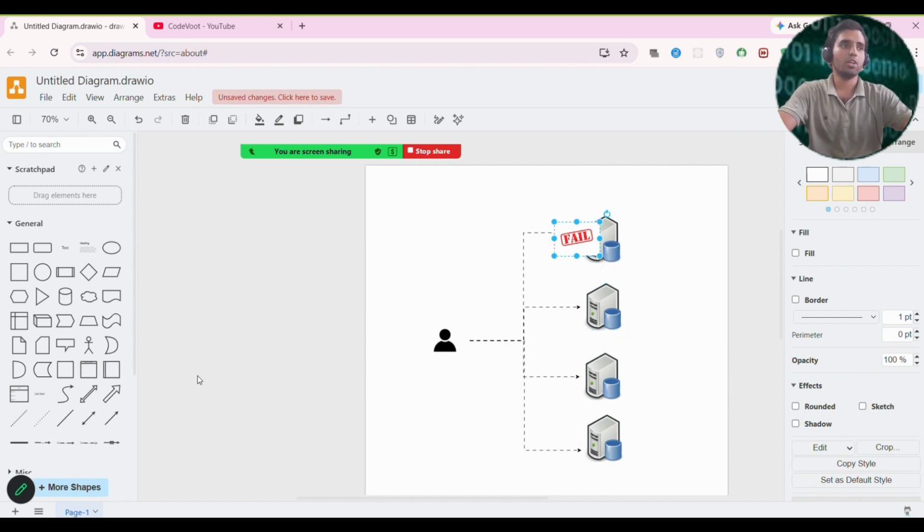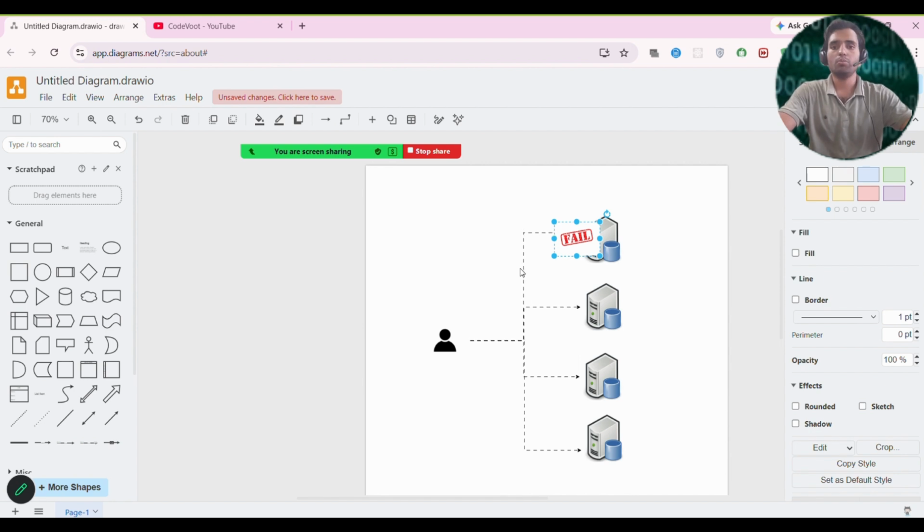The next one we have is partition tolerance. Partition tolerance means even though your servers are unable to communicate with each other, let's say these two servers are unable to make a connection between them, in that case your system should still operate. Your application should not break, it should keep working from the other servers.